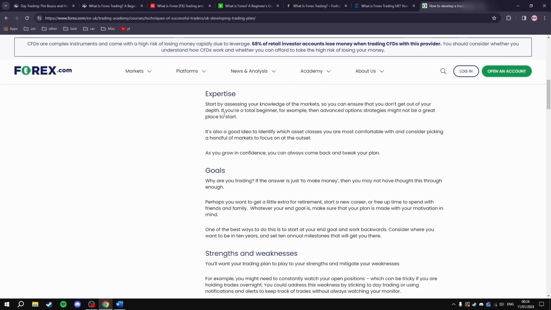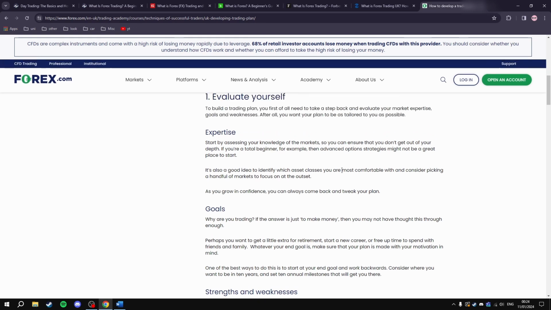Expertise. Start by assessing your knowledge of the market, so you can ensure that you don't get out of your depth. If you're a total beginner, for example, then advanced option strategies might not be a great place to start. It is also a good idea to identify which asset classes you are most comfortable with and consider picking a handful of markets to focus on at the outset. As you grow in confidence, you can always come back and tweak your plan.